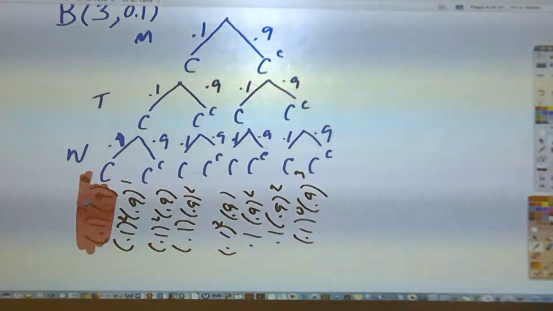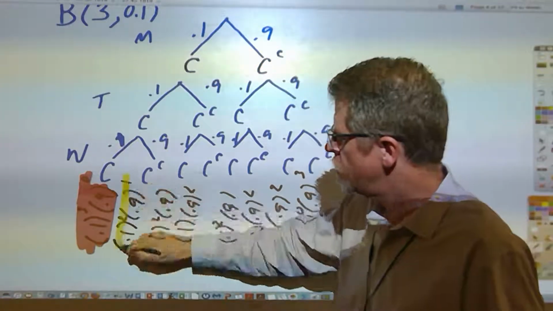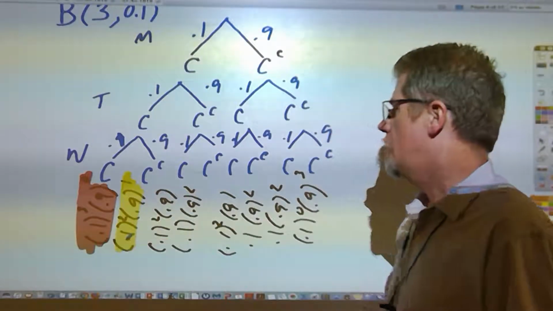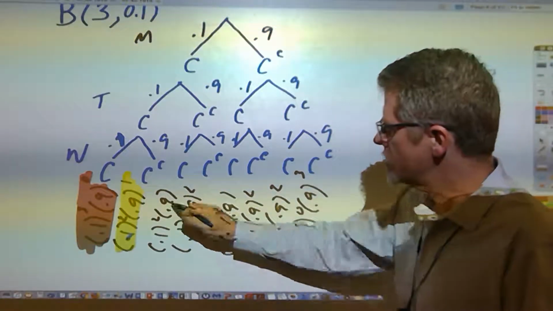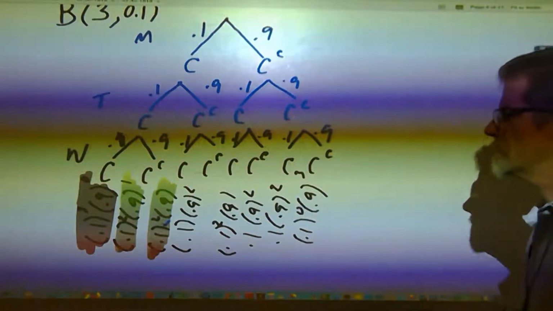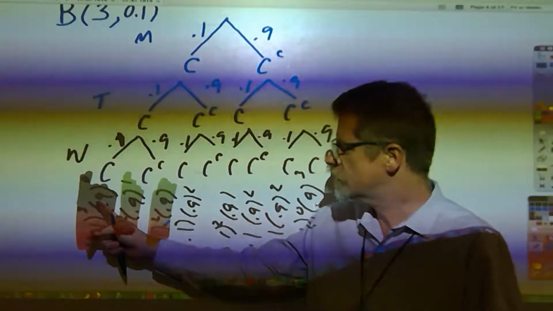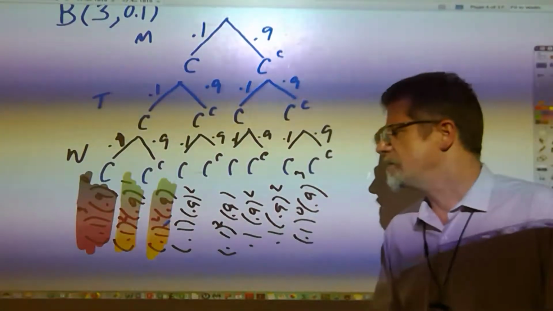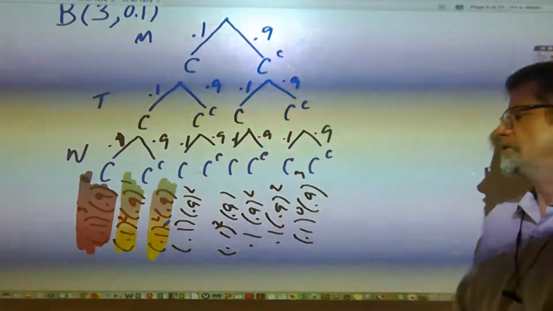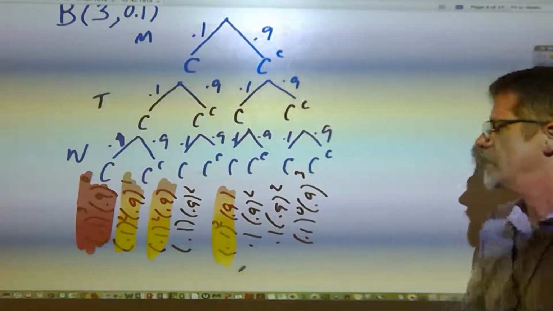Okay? And then I'm going to switch over to yellow for the 1 day off. Notice the 1 day off it's like 0.9 to the first. How many of those leaves are there with only 1 day of school? This is 0 days of school. How many of these leaves represent 1 day of school? 3. There's a total of 3 of those. So those get the yellow color.